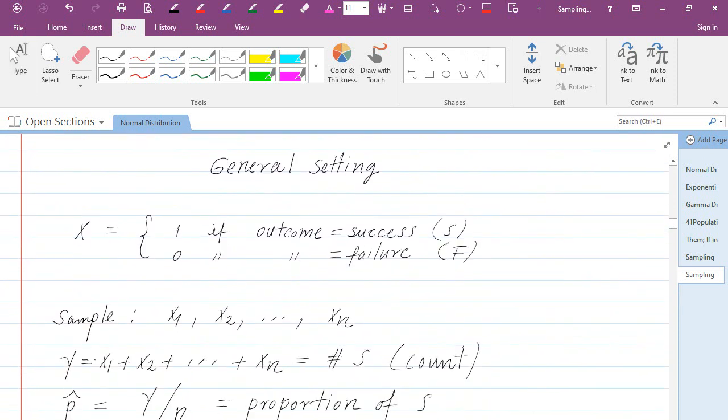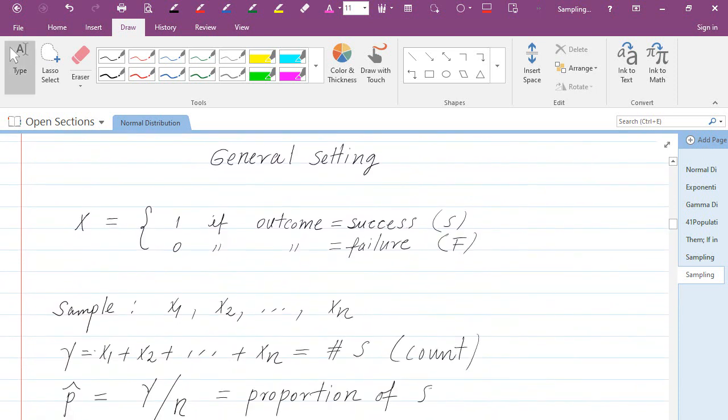Here's now the general setting. We have a dichotomous variable, and since it has exactly two outcomes, categorically we're going to call one of them success and the other one failure. So S will denote success, F will denote failure, and X would be 1 if we get the outcome S, and X would be 0 if we get the outcome F.